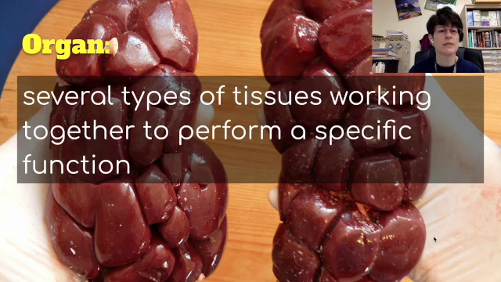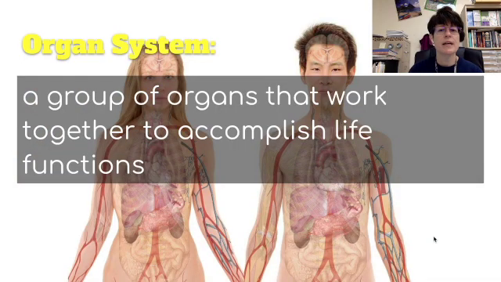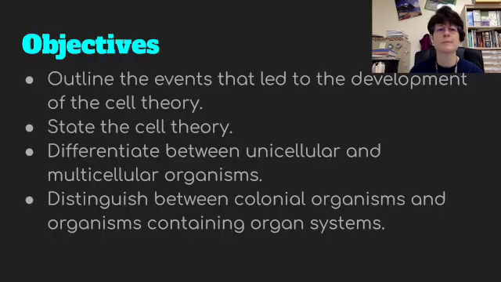Tissues also form organs. Organs are several types of tissues working together to perform a specific function. In the background here, these are cow kidneys. They're beef kidneys. So that's what their kidneys look like. And then organs can form organ systems. This is a group of organs that work together to accomplish life functions. So in the background here, you can actually see many different organ systems. There's the digestive system, the circulatory system, the nervous system, the respiratory system, and the excretory system. We have lots of systems that we'll talk about further later.